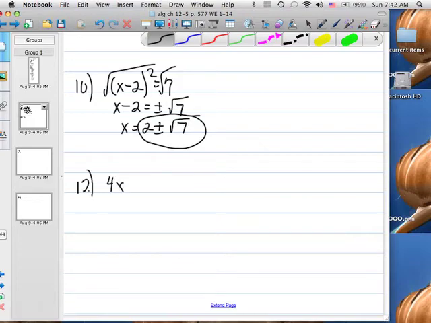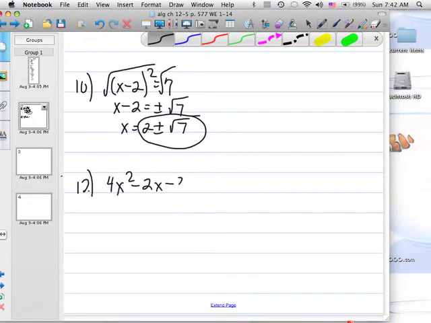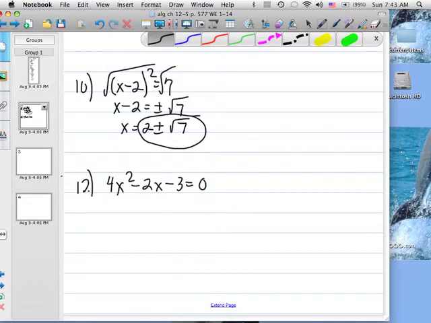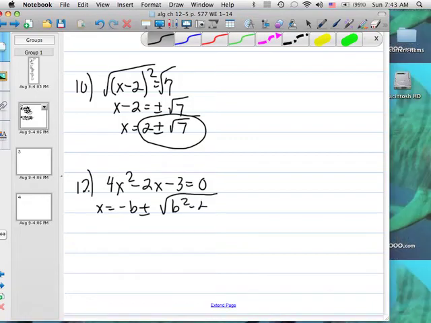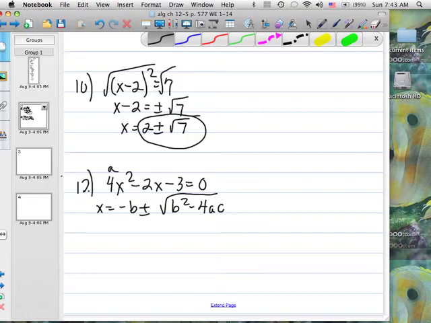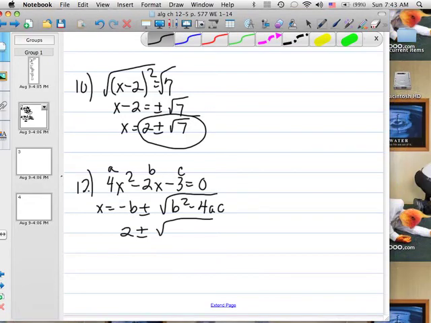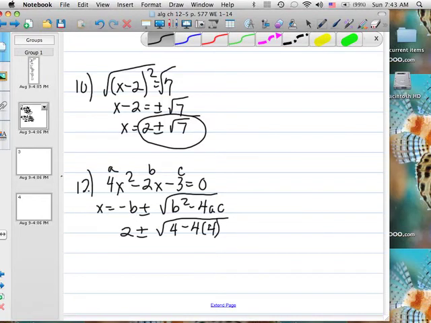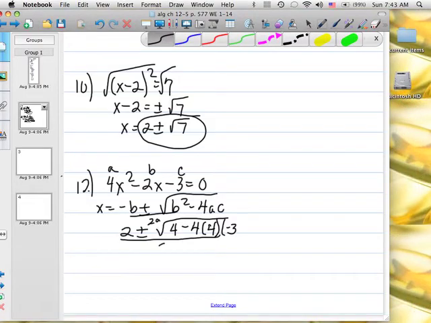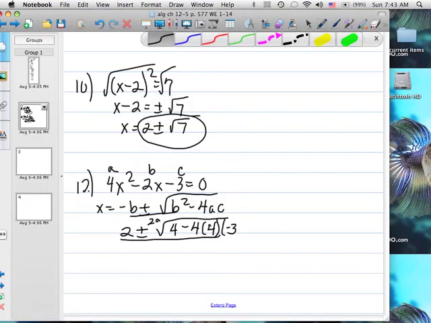Number 12, we have 4x squared minus 2x minus 3 equals 0. Again, probably the quadratic formula. So x equals the opposite of b plus or minus the square root of b squared minus 4ac. And this is a, this is b, and this is c. So the opposite of b would be 2 plus or minus the square root of b squared, 4, minus 4 times a, 4, times c, negative 3. Whoops, I forgot the 2a. All over 2a, which is 2 times 4, which is 8.